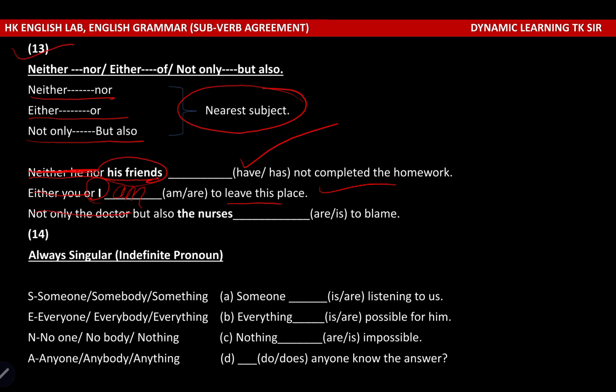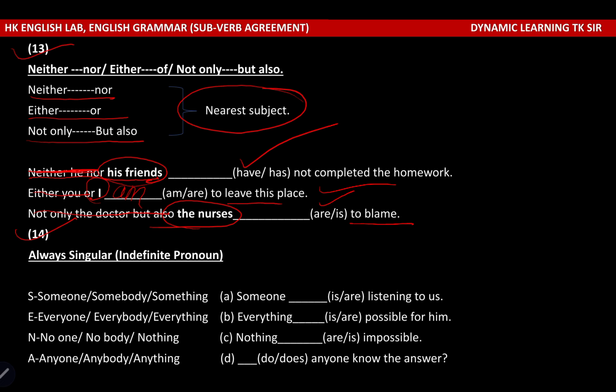Not only the doctor but also, till that you have to cut the sentence. And who is left here? The nurse. What will be the right answer? The nurse is singular, so it will be is to blame. Okay. Next, 14. There are some nouns which are always singular.